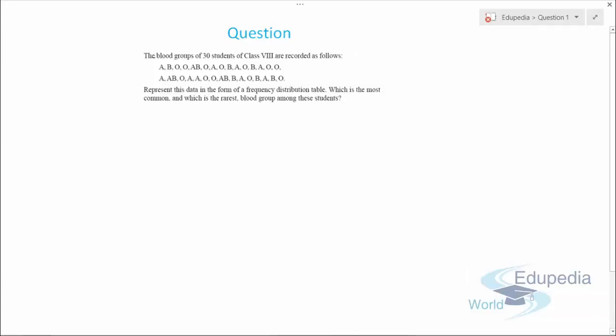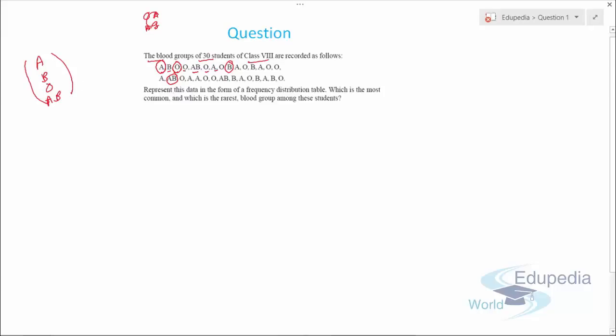Now, the question says that the blood groups of 30 students of class 8 are recorded as follows. Let's say A, B, O, AB, O, A. So these are the following blood groups, and you can notice very clearly there are 4 different types of blood groups, that is A, B, O, and AB. You can see properly, this is A, this is O, and this is AB, right? And this is B. So there is no other repetition or combination like OA or AO, right? So these are the only 4 blood groups available.